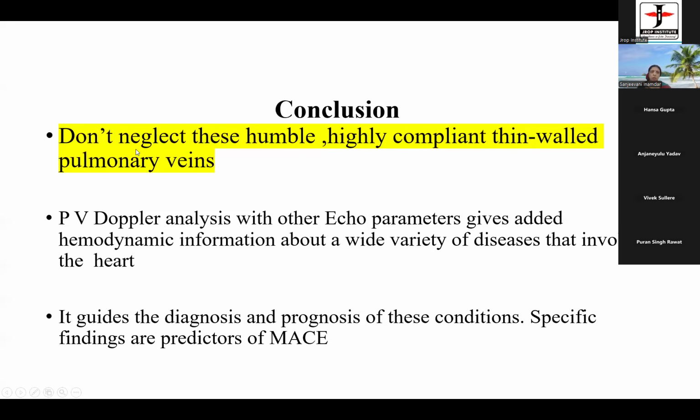So in conclusion, don't neglect these humble, highly compliant, thin-walled pulmonary veins, along with other echo parameters, not a single parameter. It gives added hemodynamic information about a wide variety of diseases that involve the heart. It not only guides in diagnosis, but also in prognosis, and some specific findings are predictors of this.